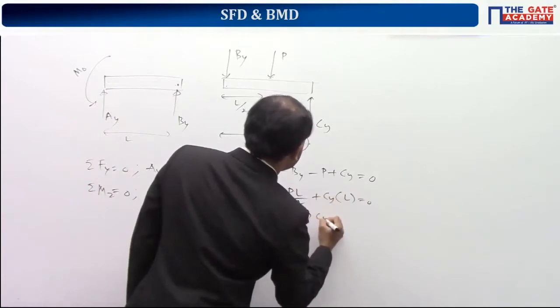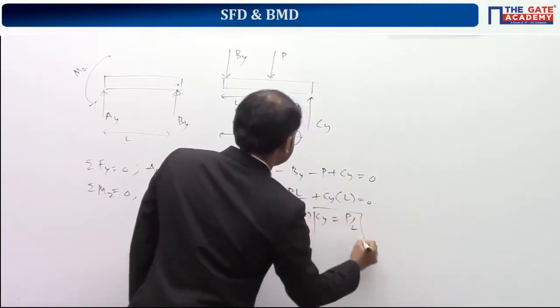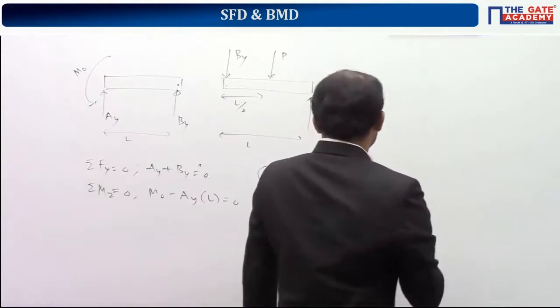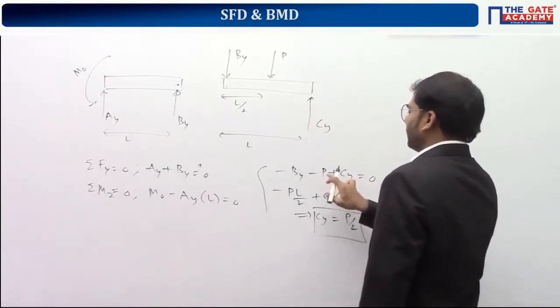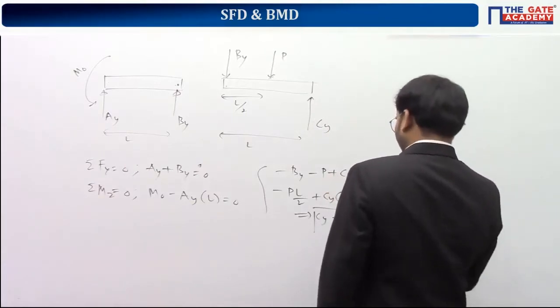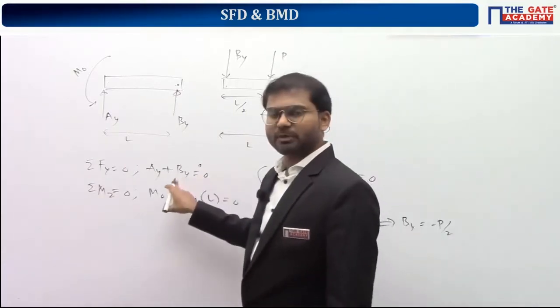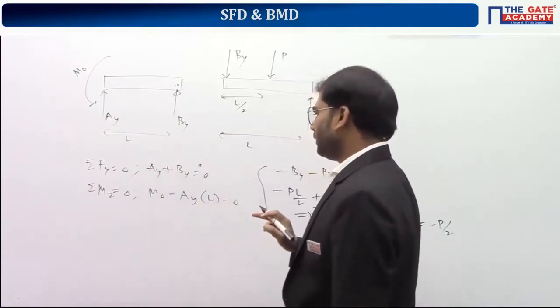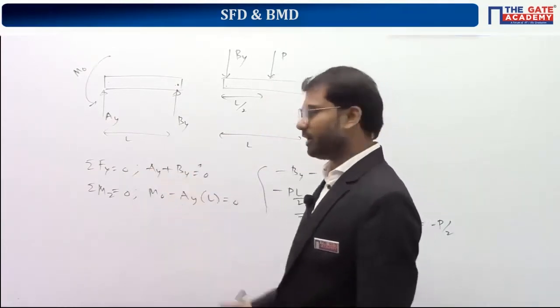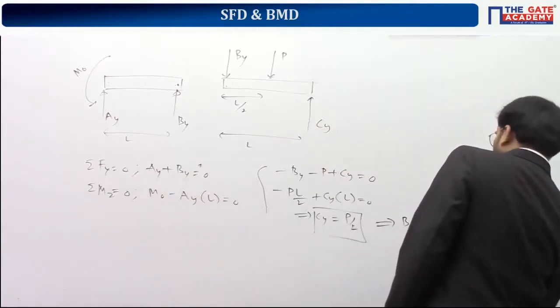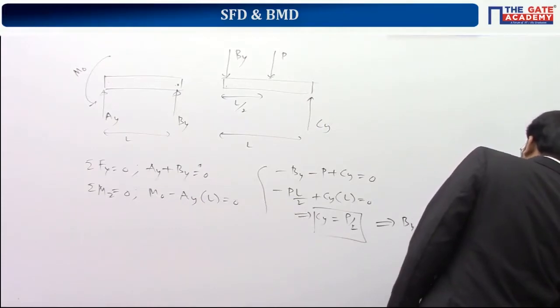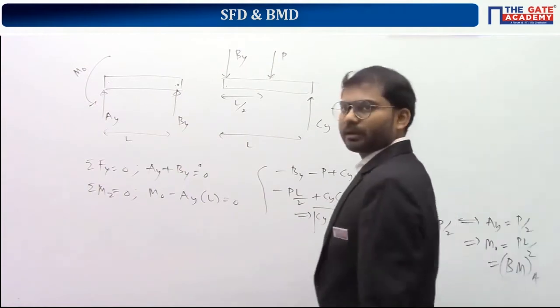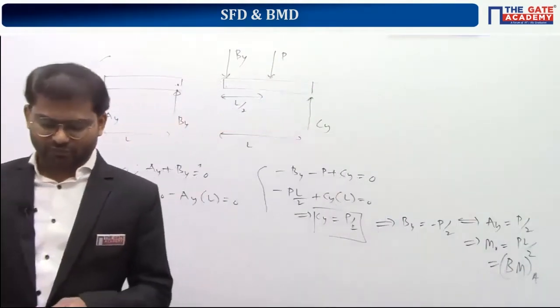This gives CY equals P by 2. Substitute the value of CY in the force equation: minus BY minus P plus P by 2 equals 0, so BY equals minus P by 2. Substituting here, BY is minus P by 2 means AY equals plus P by 2, which means M naught equals PL by 2. So AY is plus P by 2, and M naught equals PL by 2, which is nothing but the bending moment at A. So this is the answer for this question.